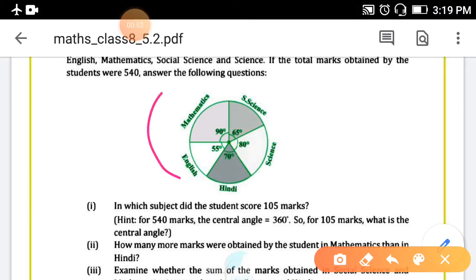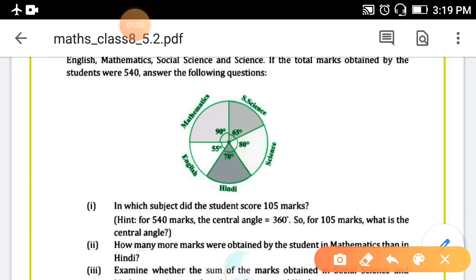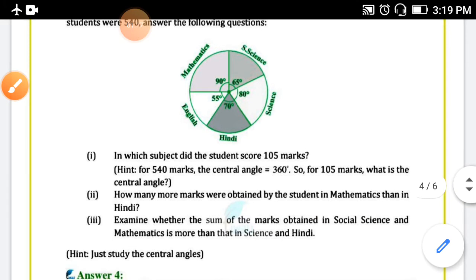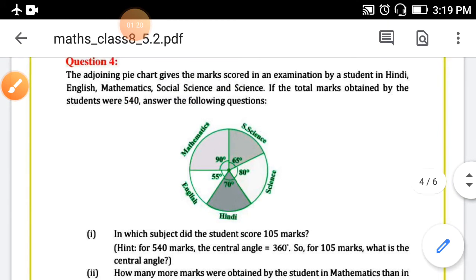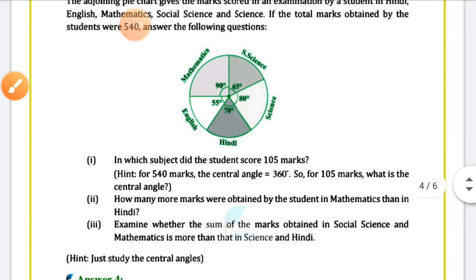Here it is a pie chart. Instead of marks, central angle is given. Look at the figure. So what are the central angles? Maths 90 degree, SS 65 degree, Science 80 degree, Hindi 70 degree and English 55 degree. And what is the total marks? That is 540.